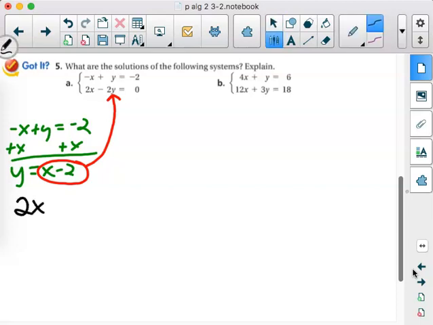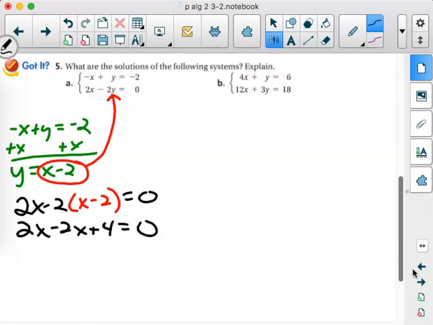So it will be 2x minus 2 times the quantity x minus 2 equals 0. And again, we just have to be careful about distributing the negative. So 2x minus 2x plus 4 equals 0. Wow, 2x minus 2x, that's 0. So this thing says 4 equals 0. So what do we put? No solutions.